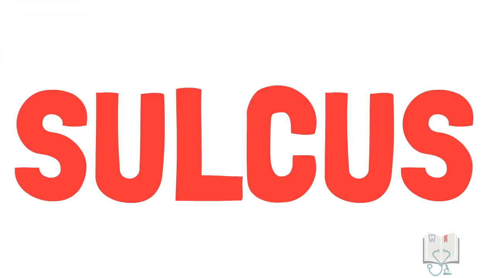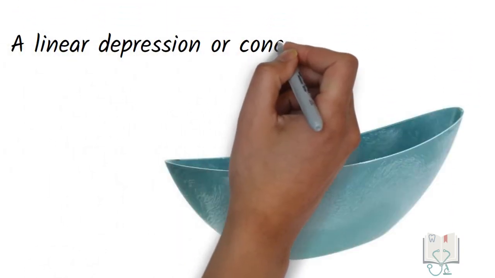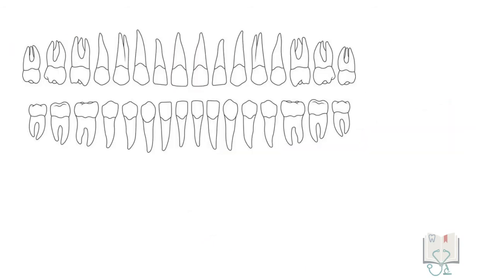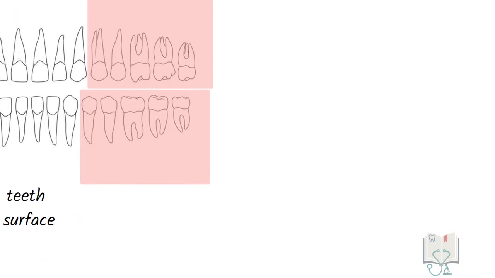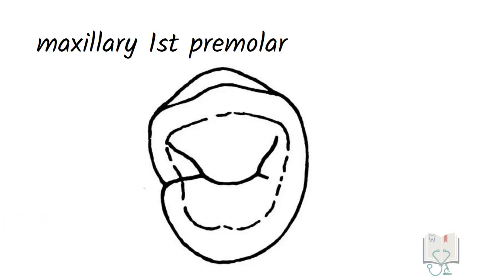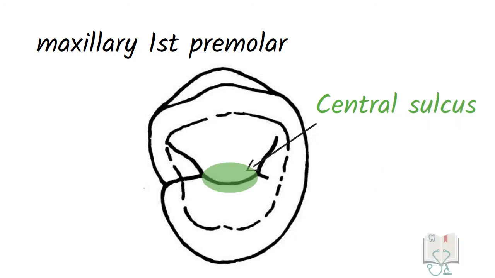Sulcus. A sulcus is a linear concavity or depression on the crown. They are present in posterior teeth on their occlusal surfaces. They have a developmental groove at their base. For example, in maxillary first premolar, the central sulcus which runs mesiodistally.